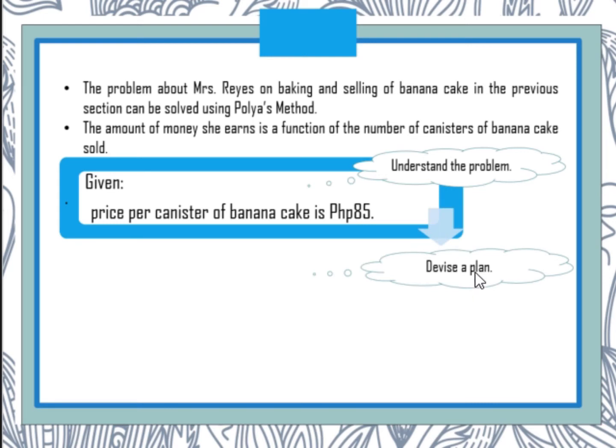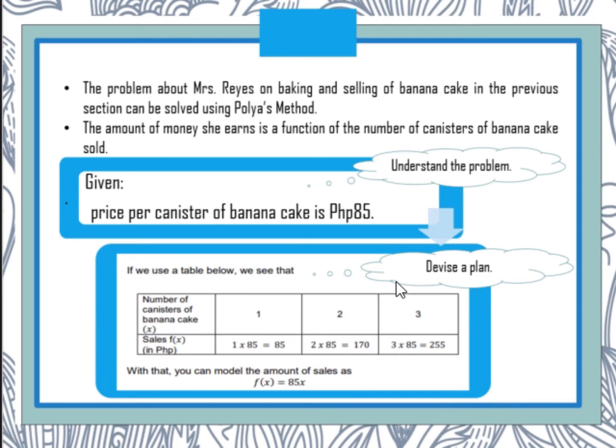Next naman, we try to devise a plan. With this, we will list down all the given data. We will try to determine the unknown and what is asked. So, kung gagawa tayo ng table, yung number of canister per banana cake will be our variable x at yung sales niya ay yun yung our function of x.